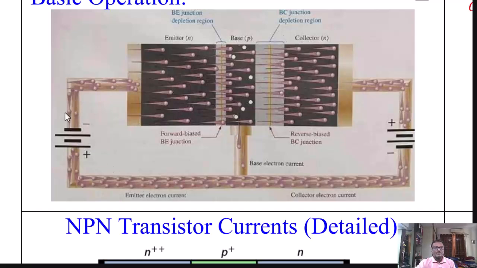So therefore a small change in the base current results in a large change in the emitter current. When more and more forward bias voltage is applied to the base to emitter junction, more and more electrons are injected by the emitter into the base, and therefore more and more electrons are getting collected by the collector. So a small change in base to emitter voltage gives rise to a large increase in collector current.